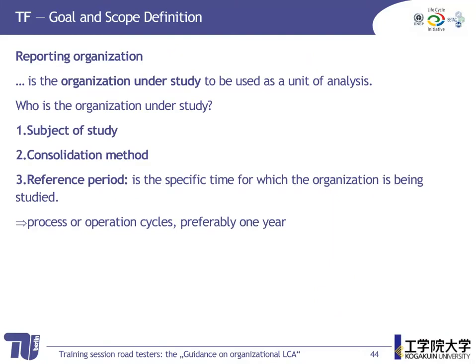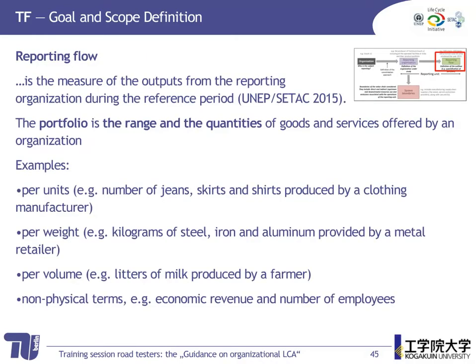Okay, so regarding the definition of the reporting organization, we already described how to define the subject of study and how to define the consolidation method, and the next step is to define the reference period. It means to define the specific time for which the organization is being studied. Usually it is one operational cycle, usually it's 1 year. It can be one natural year, or not. It depends on how the company is defining the operational cycle. As I said, usually it's 1 year.